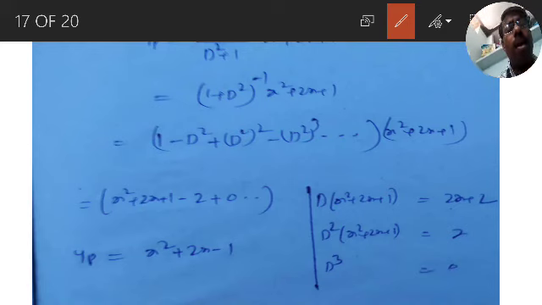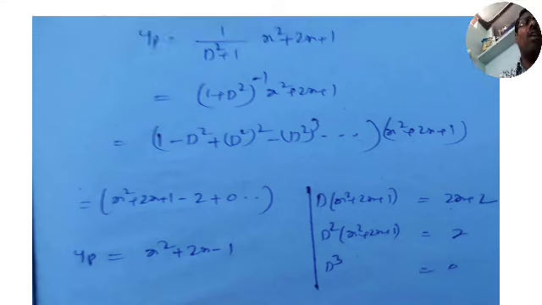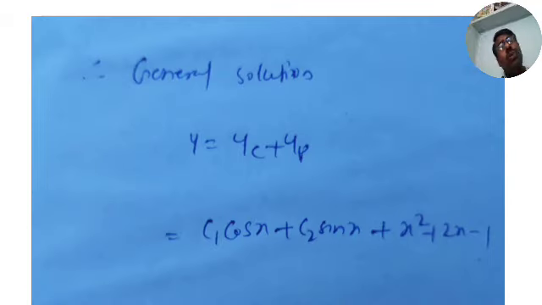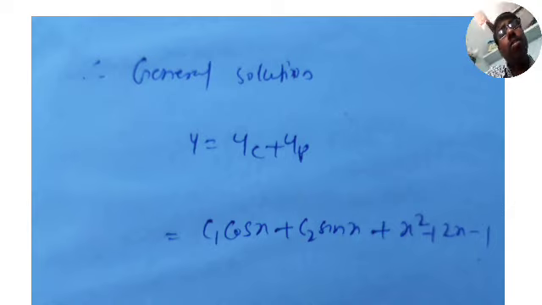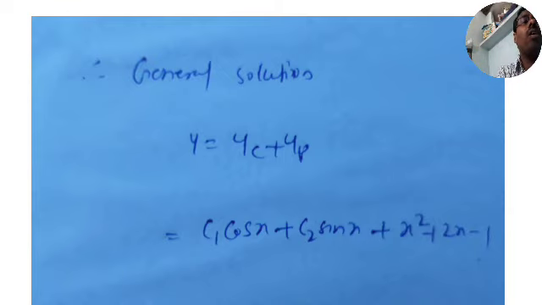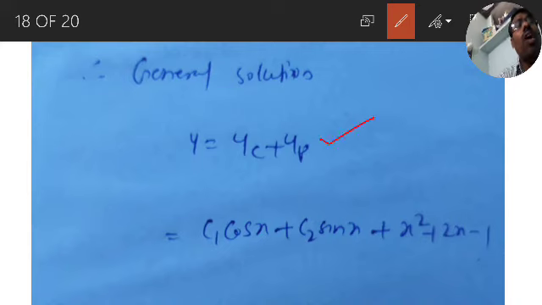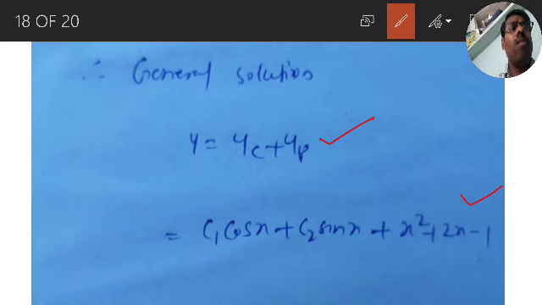What is yp? X square plus 2x minus 1. We got yp and we got yc. Therefore the general solution is y is equal to yc plus yp. What is yc? c1 cos x plus c2 sin x. And what is yp? X square plus 2x minus 1. Therefore, the general solution of the given non-homogeneous equation is y is equal to yc plus yp, that is c1 cos x plus c2 sin x plus x square plus 2x minus 1.